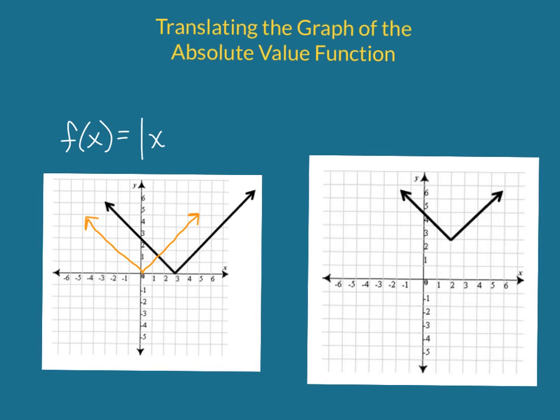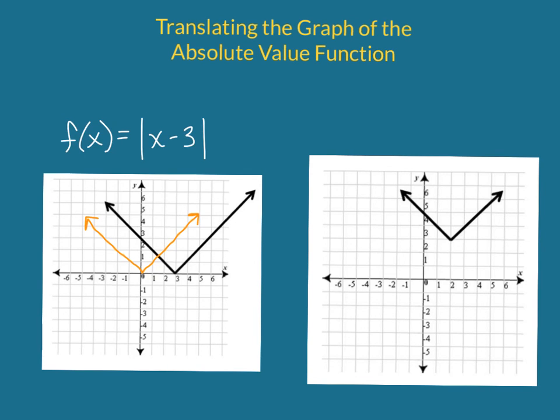Now we have to determine what kind of shift it was. It looks like it was a shift to the right. It was a shift to the right 3 units. And moving to the right means minus however many we move to the right. So the graph in black has the equation f of x equals the absolute value of x minus 3.